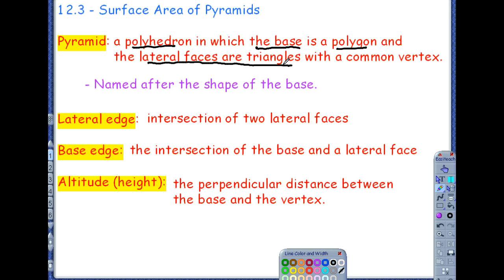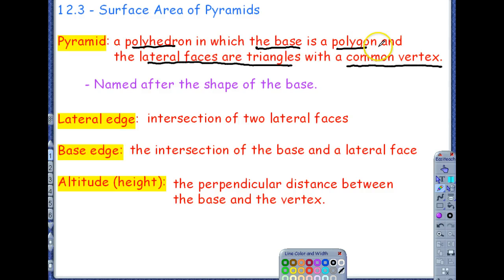Okay, so before, with a prism, the lateral faces were all rectangles, or parallelograms, but we just focused on the regular ones. So now they're all triangles, and they all come to a common vertex. If you can kind of get a visual of it, we're going to have a sketch of it in just a minute. But you have your polygon base.